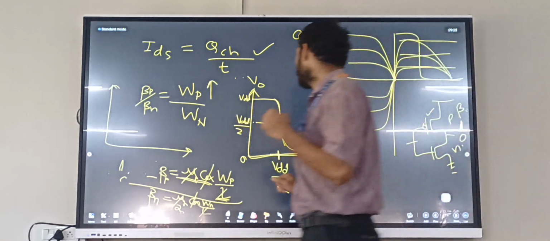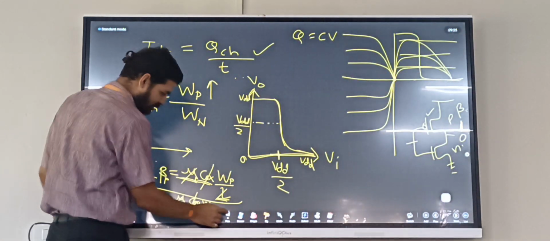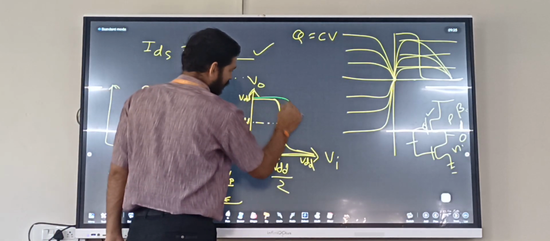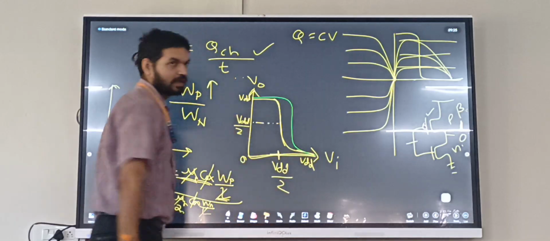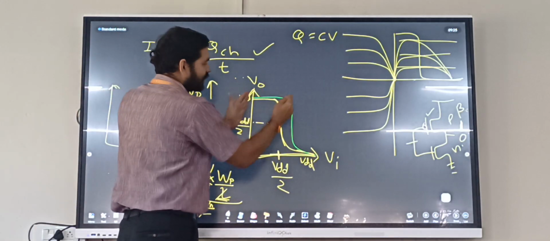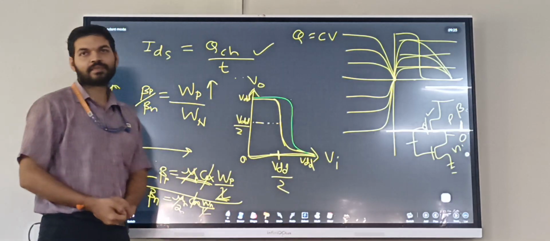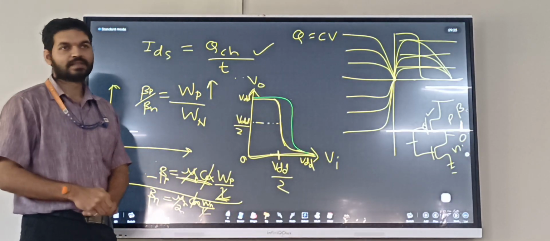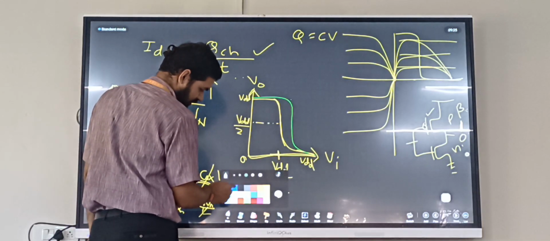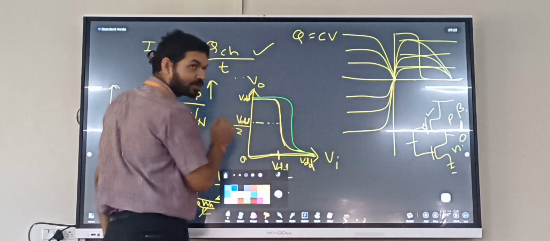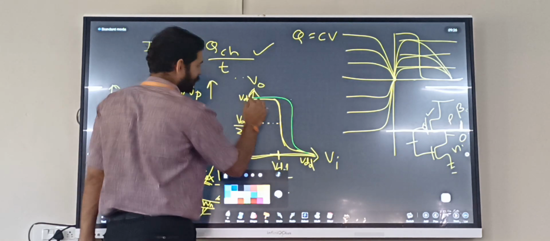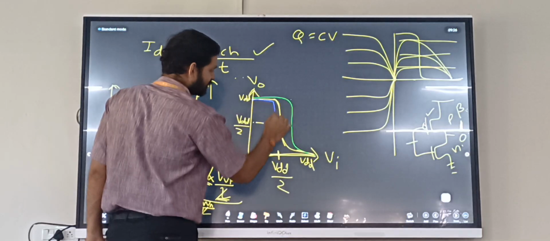If PMOS becomes strong, the graph will look like this. Output will stay at logic high for a longer time, because PMOS is strong. If I do the reverse and make NMOS strong, what does NMOS do? It pulls the output to logic low. So the output will not stay high, it will go to logic low.